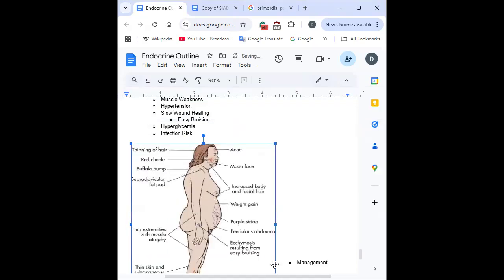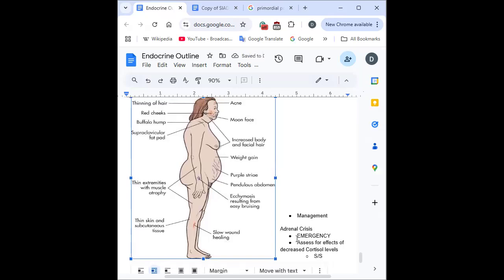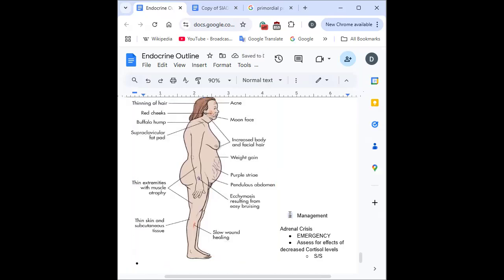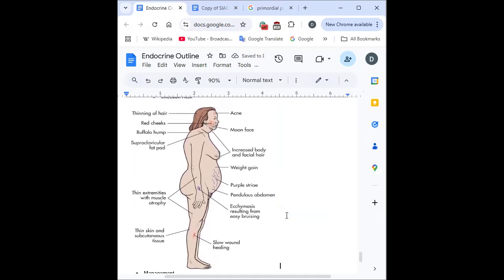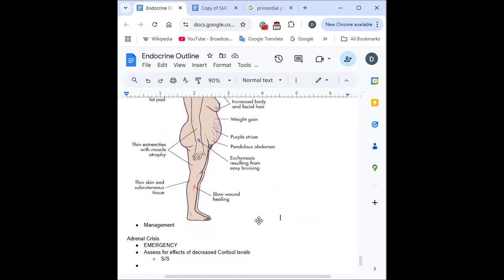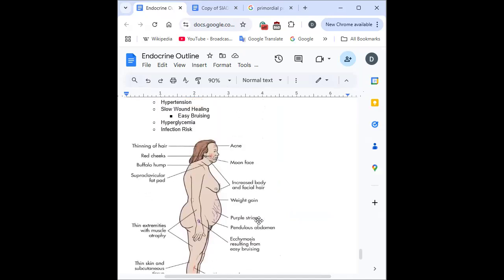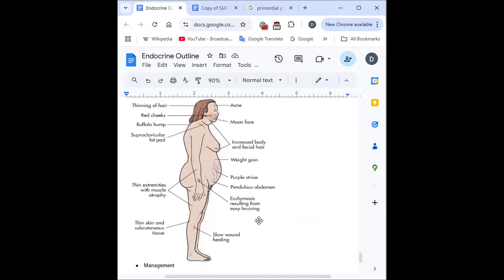So this little dude kind of shows you a nice picture that has all the stuff that's going to occur. Maybe on the test you'll remember looking at this person and be like, oh yeah, they have all this stuff.